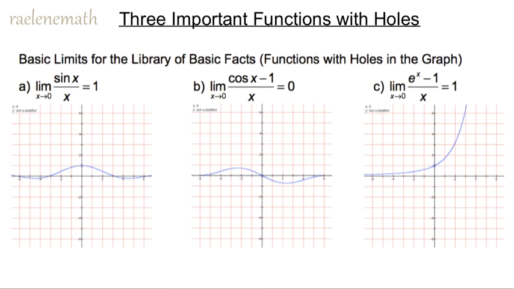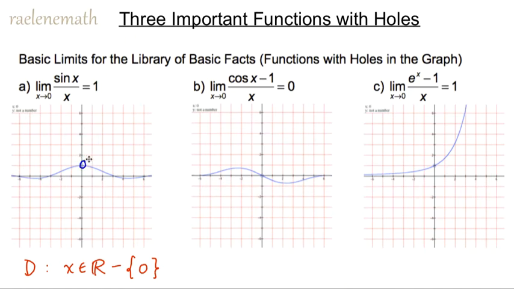Let's take a look at three important functions that have holes at x equal to 0. Without these functions, we would not be able to figure out the derivatives of sine x, cosine x, and e to the x. But the functions themselves are not sine x, cos x, and e to the x. They are slightly different. First of all, they all have a domain of x contained in the reals except for 0, because the denominator can't be 0, and x therefore can't be 0. So we do have holes in these graphs.